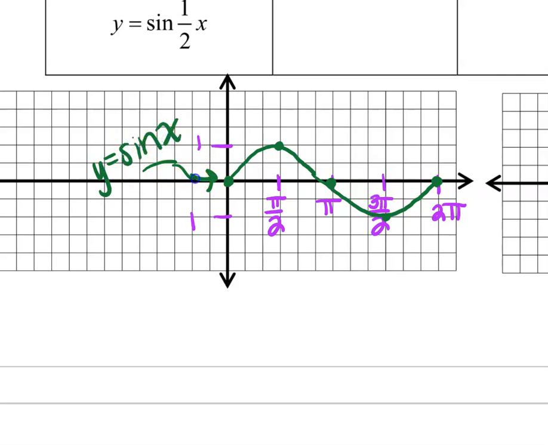Okay, so guys, as you're doing these notes, I might recommend that you color code like me so that you can keep track of what's what.